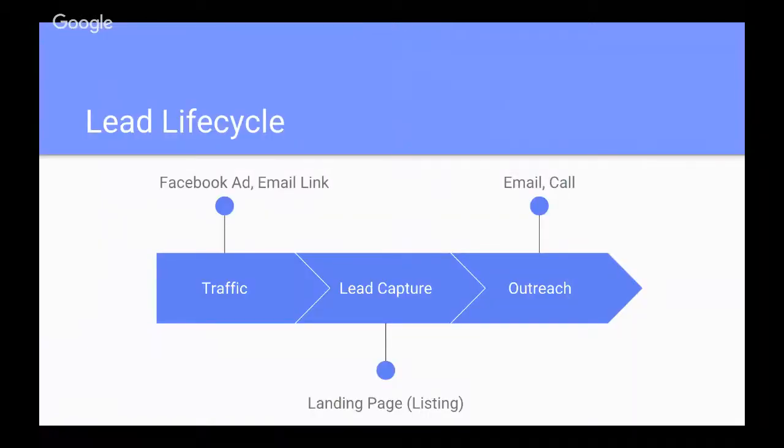We can do this. We want to talk about the lead life cycle. So what is the lead life cycle? It comes down to 3 things: traffic, capture, close. We drive traffic to a lead capture page, and then we close them. So we do outreach, we talk to them, we call them, we email them, however we contact them, but we actually close the deal.